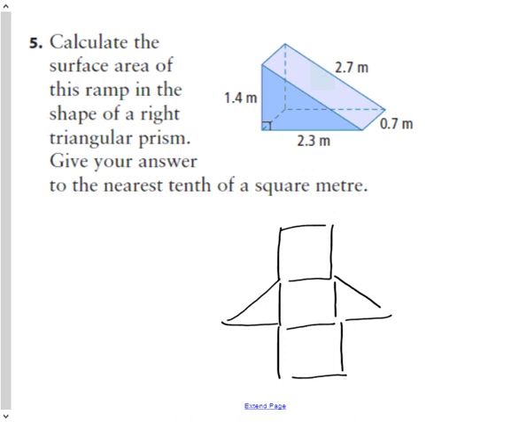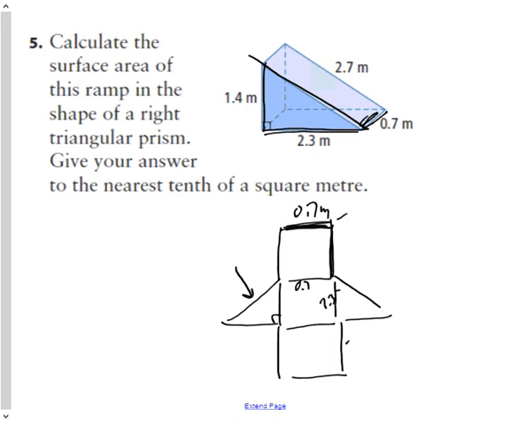Now this triangle has a height of 1.4, a base of 2.3, and a hypotenuse of 2.7. So what we know about this triangle is it's right, but it's also a scalene triangle in that none of the sides are the same length. So we know that all 3 of these rectangles are going to have the same measurement here, which is 0.7 meters, but they're going to have different measurements here. So we think about this as being the bottom. This will be 0.7 by 2.3.